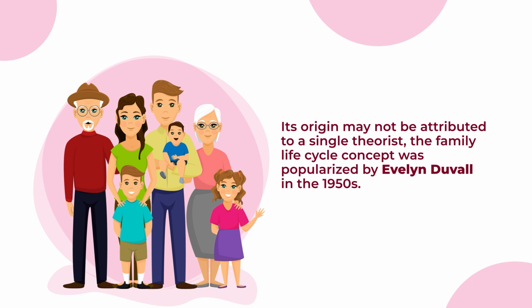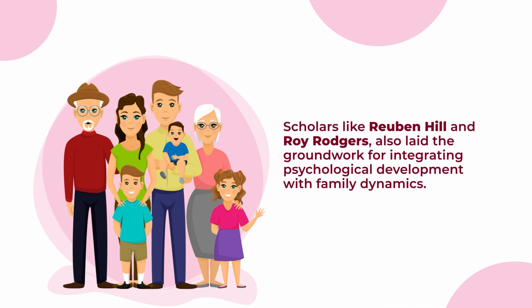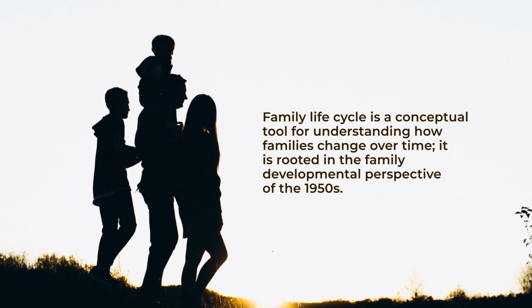Though its origin may not be attributed to a single theorist, the family life cycle concept was popularized by Elvin Duvall in the 1950s. Later, Betty Carter and Monica McGoldrick expanded it to include multi-generational perspectives and emphasized family systems thinking. Along with these, scholars like Reuben Hill and Roy Rogers also laid the groundwork for integrating psychological development with family dynamics. Thus, family life cycle is a conceptual tool for understanding how families change over time. It is rooted in the family developmental perspective of the 1950s.